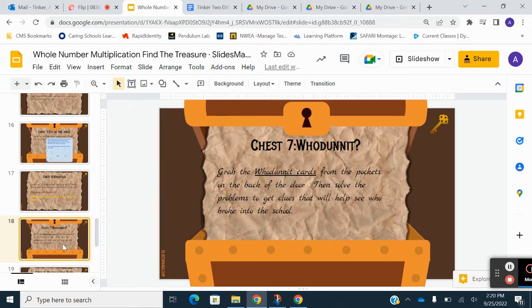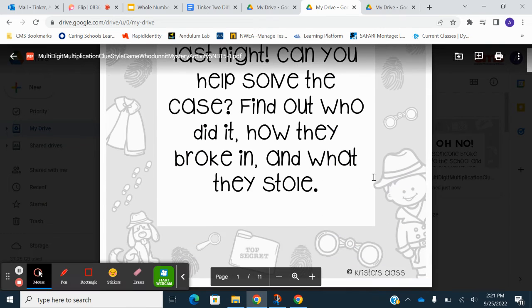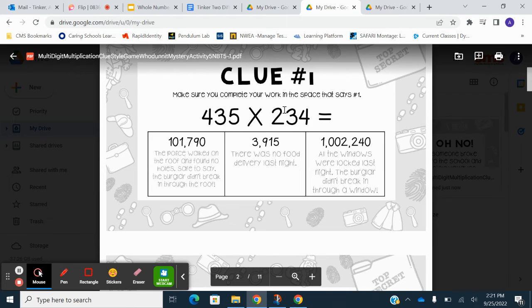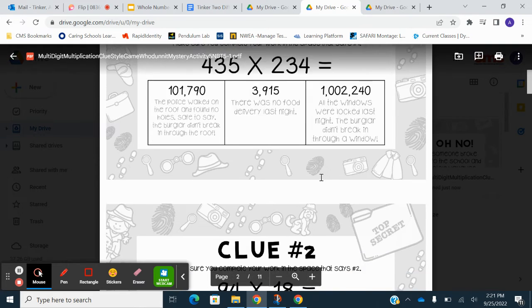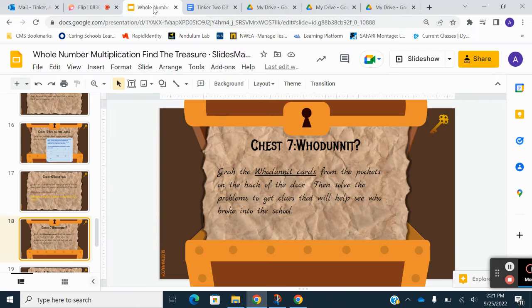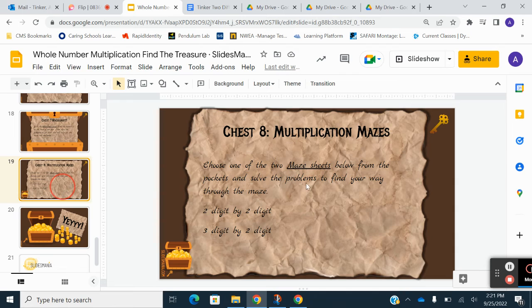So that's versatiles. Then the next one is a fun little game called Who Done It, and it's a mystery. So they will get these sheets, and it talks about someone breaking in to the classroom, and then it gives them a math problem to complete. And once they complete it, it will give them their clue to figure out who it was that broke into the school.